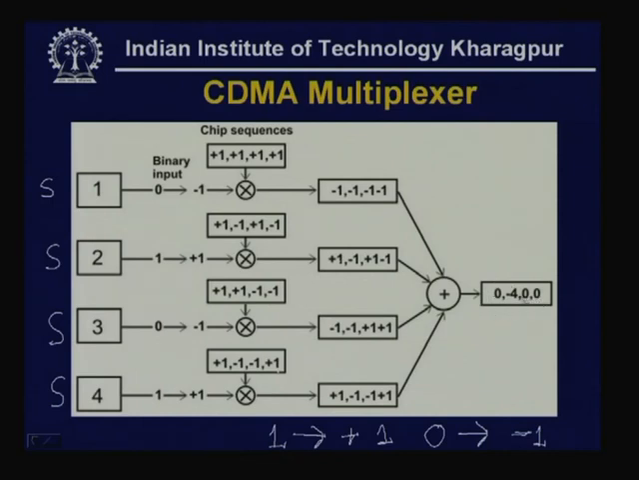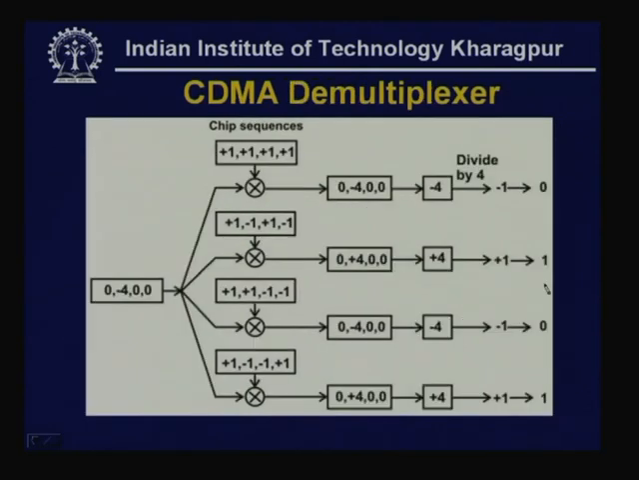This can be sent over the medium. So, this is sent and it is being received at the other end. So, here it comes from the medium. After it is received, you see the same chip sequences which were used for different channels are used for demultiplexing. So, it is multiplied with the same chip sequences.